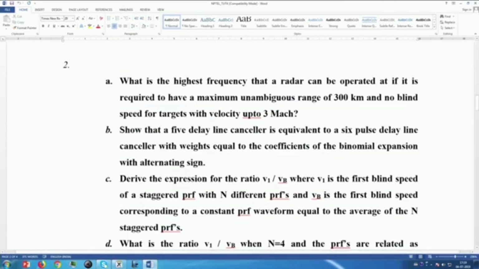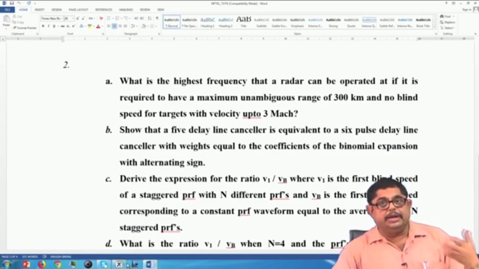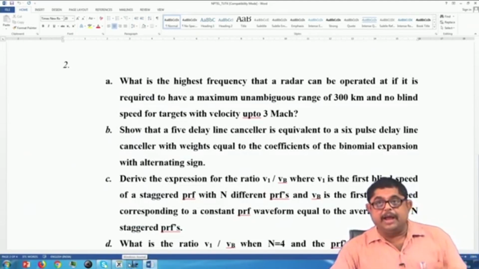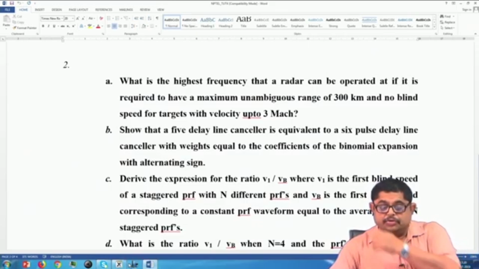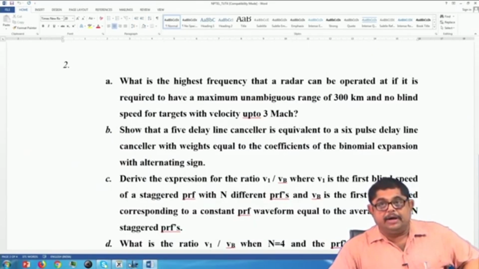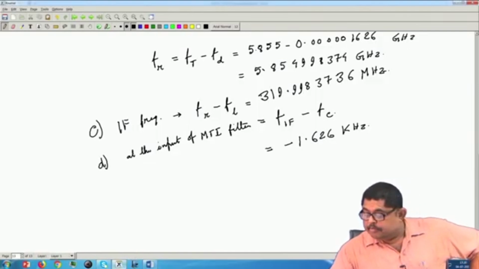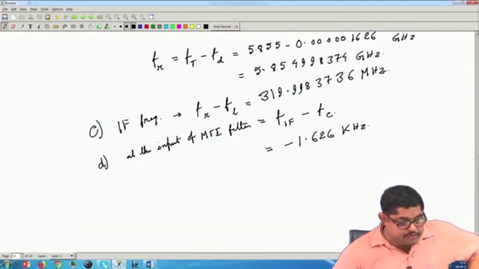Let us solve the first part. What is the highest frequency so that we can have targets with up to 3 Mach? Most of the time we know what the enemy targets are. So in this case let us say that 3 Mach is the maximum target speed. So we can easily find out that this should be below our blind speed.